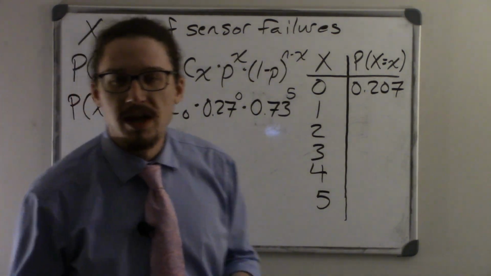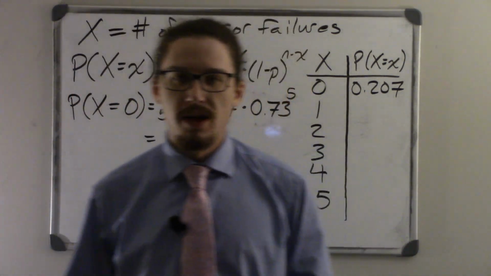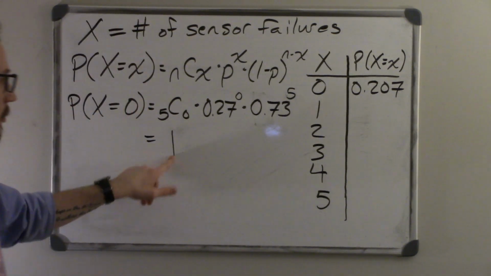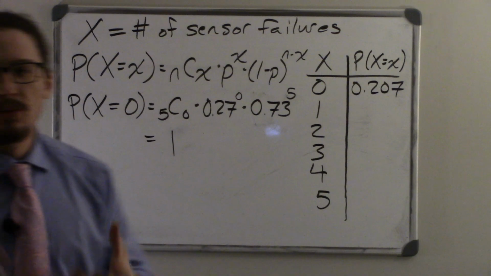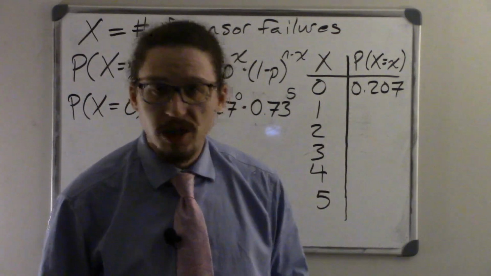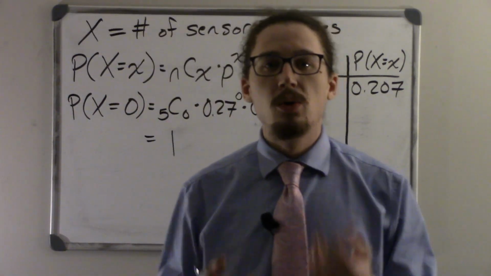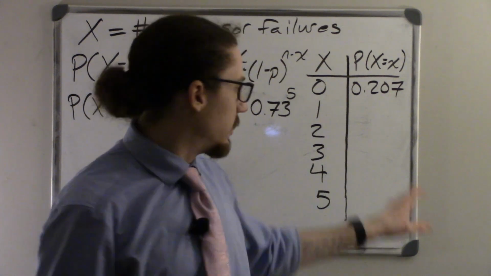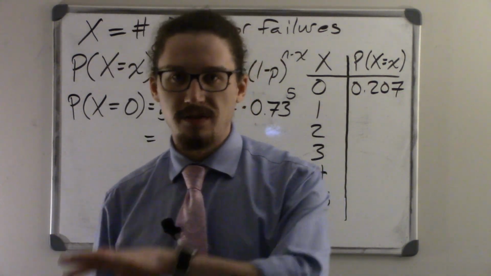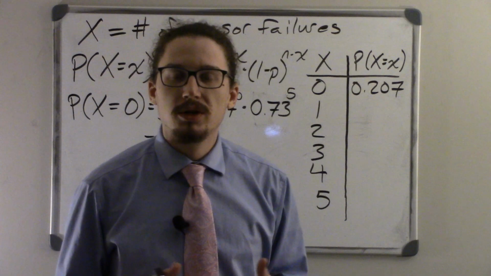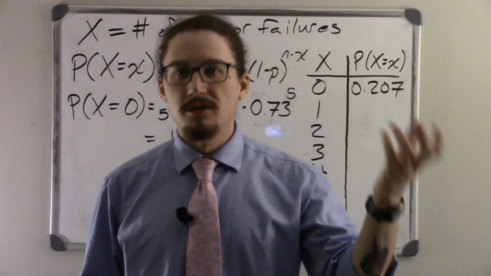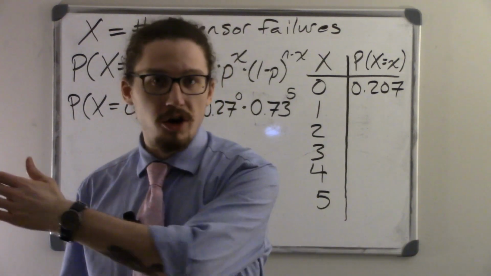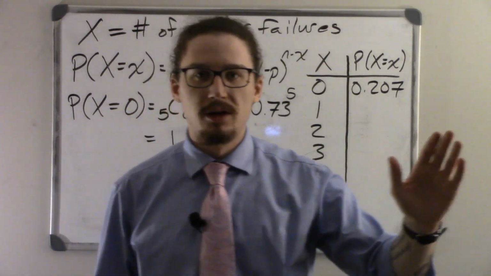There's only one way for that to happen, right? All 5 sensors have to fail. There's no other way for that to occur. So if you're doing NC0, whatever your number of trials is, C0, or NCN, which in this case would be 5C5, that's always going to equal 1, right? Because if you're going for 0, then there's only one way. There are no failures.